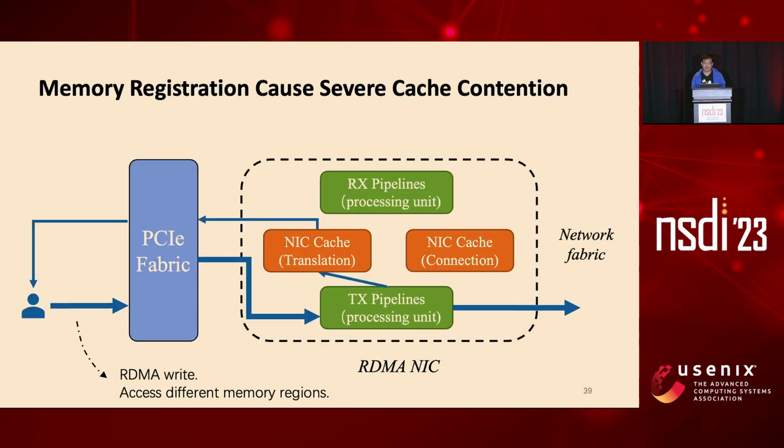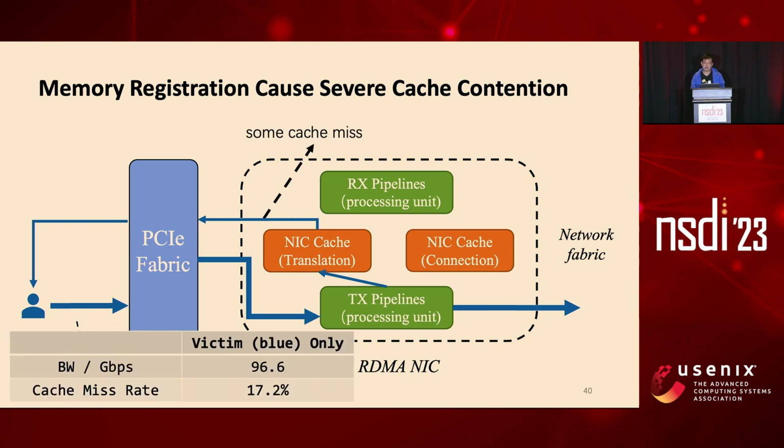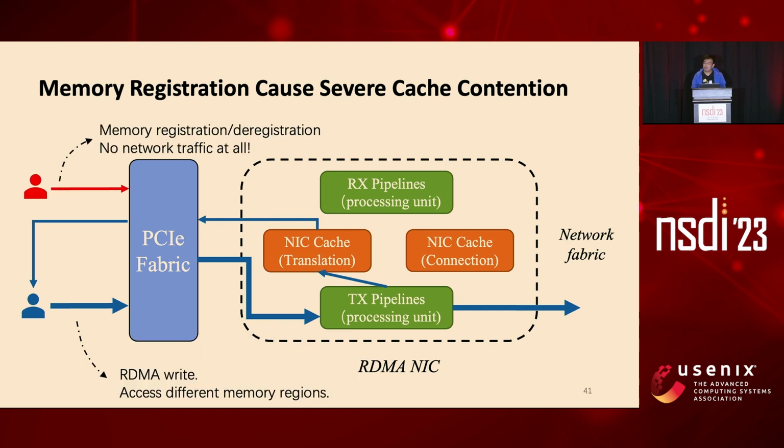The first one is that memory registration causes severe cache contention. Let's say we have a regular RDMA application that accesses many different memory regions. It achieves the full line rate with a small amount of cache miss because of its wide access range. This amount of cache miss does not reduce the performance much because the RNIC internal pipeline already has some optimization that can hide such overhead. Then we let another tenant keep registering and deregistering memory regions.